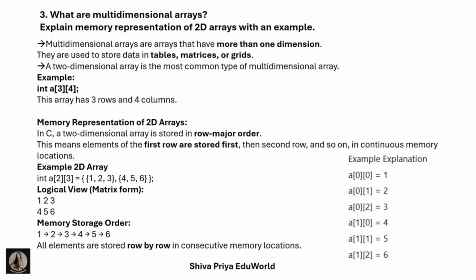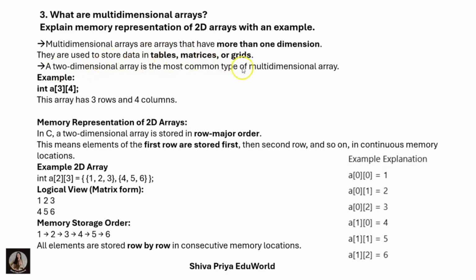What are multidimensional arrays? Explain memory representation of 2D arrays with an example. Here 1D is finished, 2D is also completed, now multidimensional arrays. And we have to explain memory representation of a 2D array with an example. Multidimensional arrays are arrays that have more than one dimension. For example, they are used to store data in tables. Directly I can store tables, matrices or grids. Clear? That is a multidimensional array. I can store any type of data in the form of tables, matrices or grids.